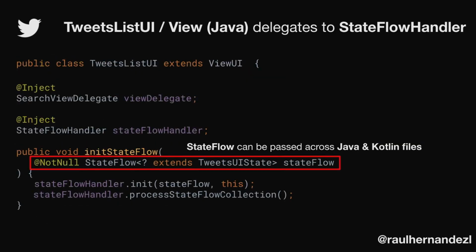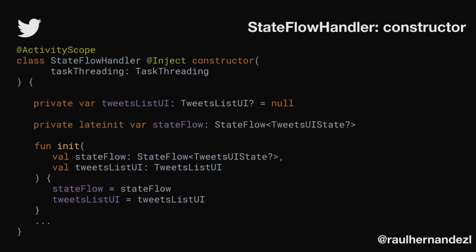And what is going on there? So in my view, I have injected the search view delegate and a StateFlow handler. And then I will initialize this. This is Java, you can see here. I'm going to initialize the StateFlow in my view. I will pass the reference of the view, and then I will process the StateFlow collection. So what is inside the StateFlow handler is basically my view that I initialize with this init method. My StateFlow is going to be lateinit, initialized for later. And yeah, I pass it with UI state, so everything is initialized right now.